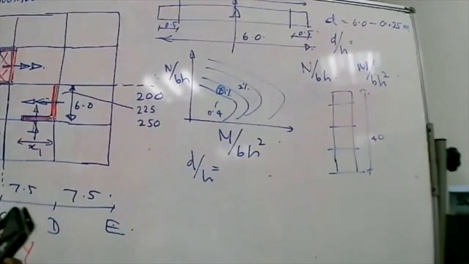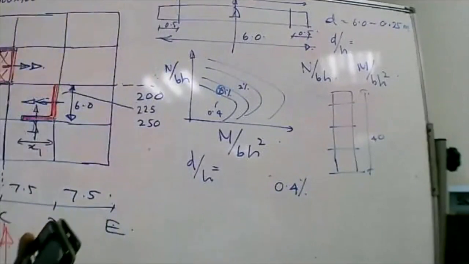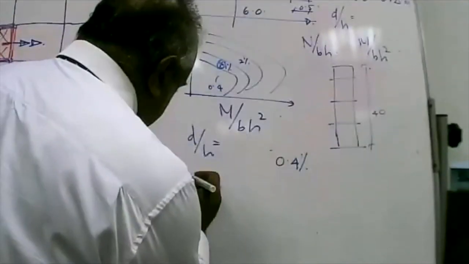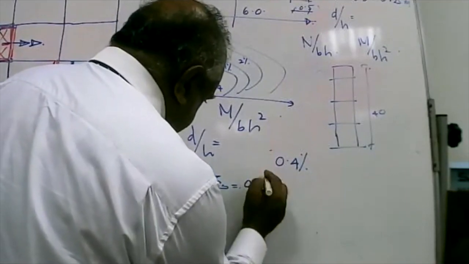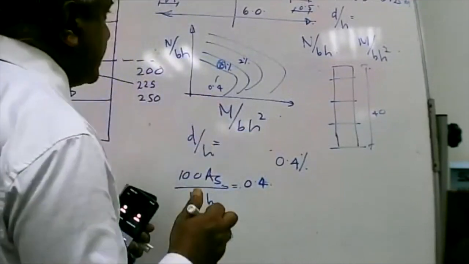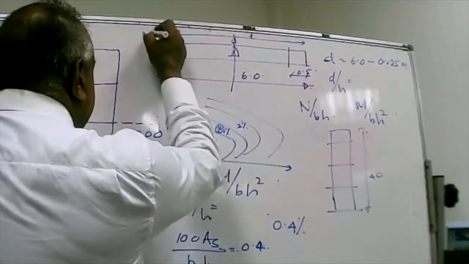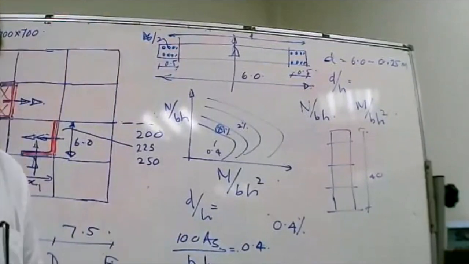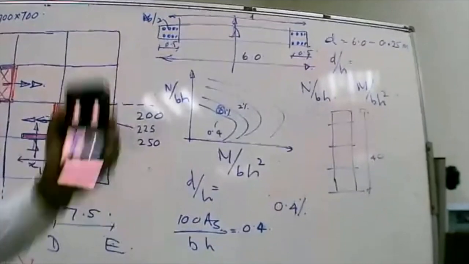So let's say we find that we need 0.4% reinforcement. So we say 100 As over Bh is equal to 0.4%. And then from that, you can calculate As. And then what we do is we provide half of As here, As divided by 2, and the remaining half here, like what we do in a column. So we concentrate the reinforcement at the ends, and we provide half the reinforcement we calculate here at the corners.